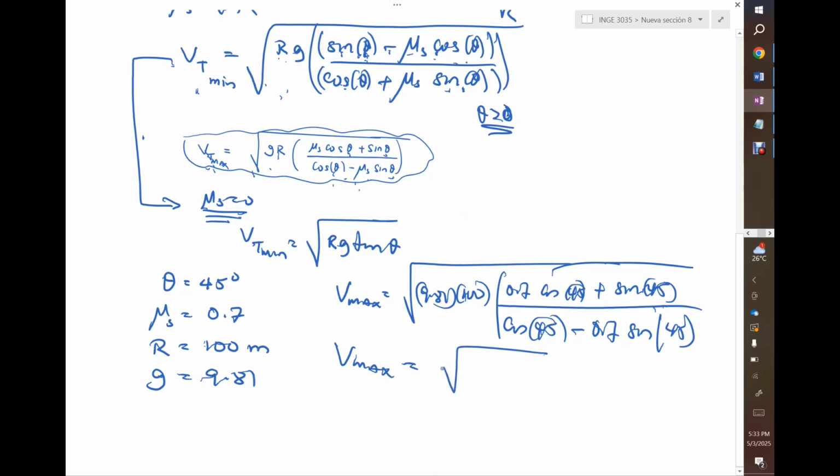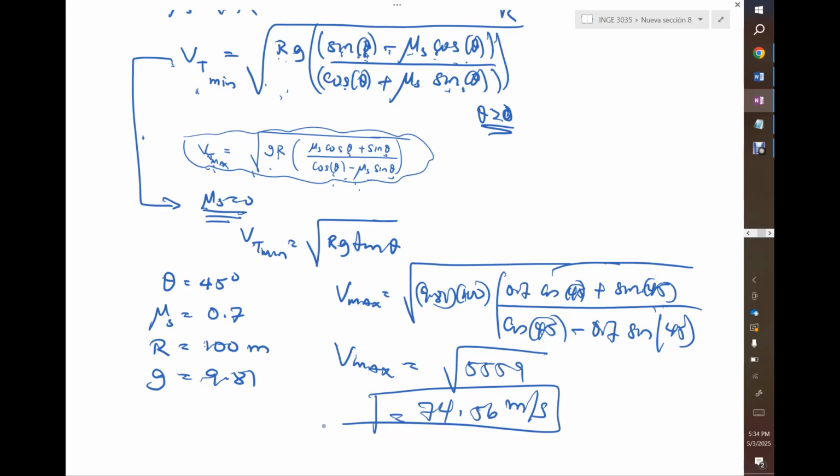So that would be the square root of 5559, and that is about 74.56 meters per second. Wow, that's a very high speed. In miles per hour, very roughly, let's see, what would that be? In the neighborhood of 150 miles an hour, even higher than that.